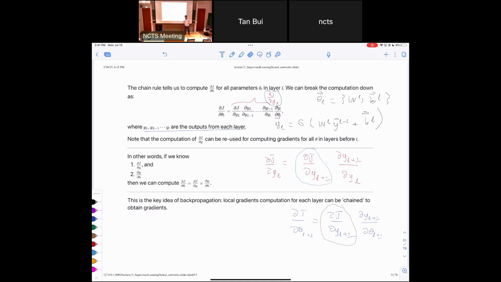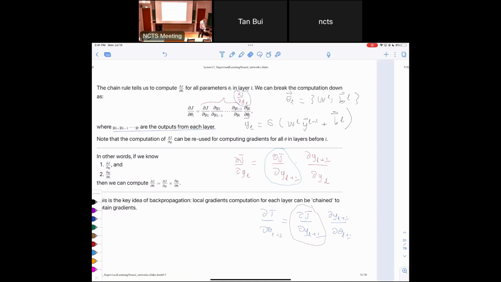You propagate backward. When you evaluate the neural network, you evaluate from left to right, because that's how the computation works. The chain rule, on the other hand, says that if you want to calculate the derivative, you need to go from right to left. That's called backpropagation, because you go backwards to compute.